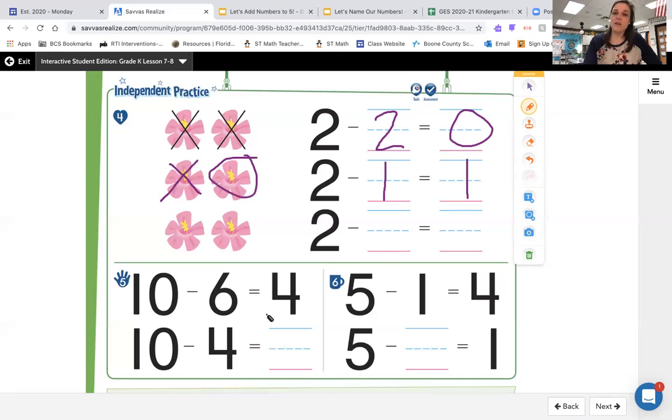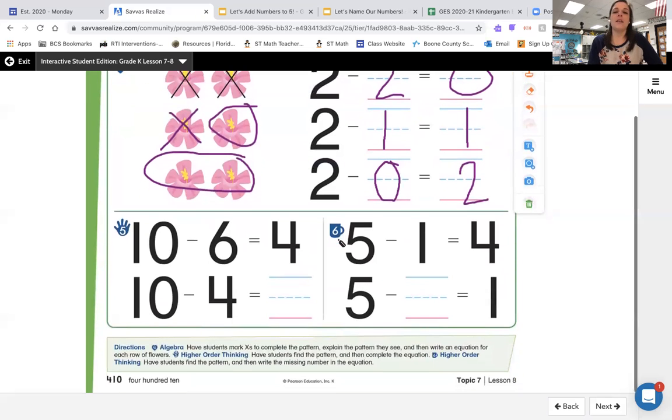0 maybe? So let's write a 0 on the next line. And now we have 2 take away 0 is how many left over? Let's circle it. 2 left over. Do you see the number patterns? Tricky, but great job. All right, let's take a look at number 5.